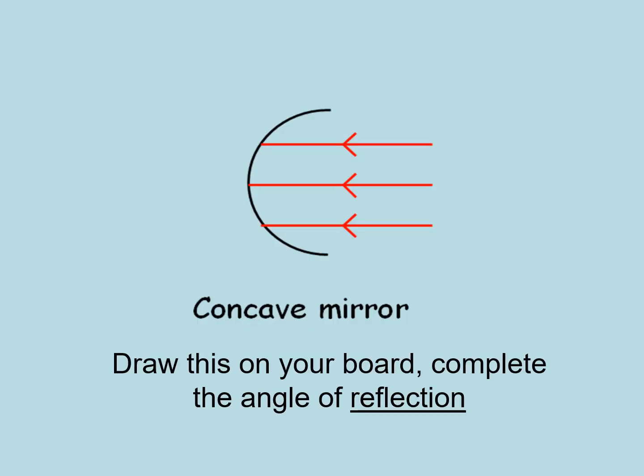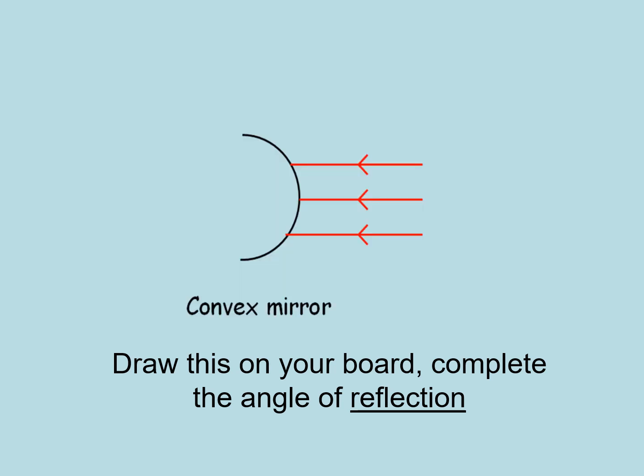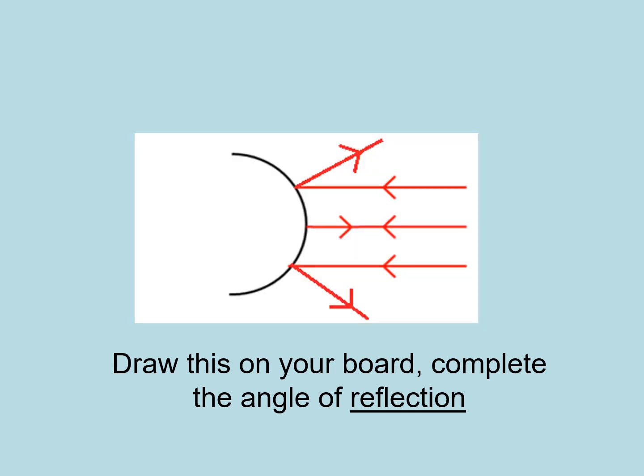Here we have a concave mirror with three parallel lines of light going in. You need to draw what would look like when this goes into the mirror. We can see that the rays of light are reflected and come to a focus point in front of the mirror. And that is how we would use satellite dishes. When we look at the similar rays going into a convex mirror, we see the light being spread out.